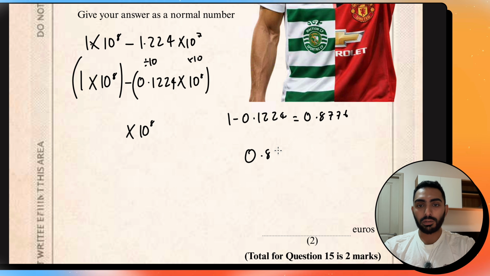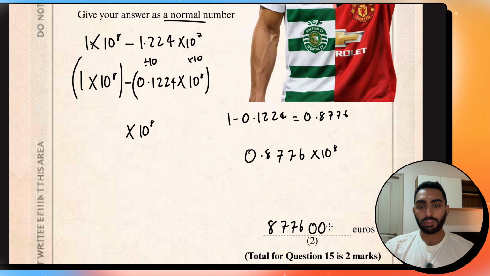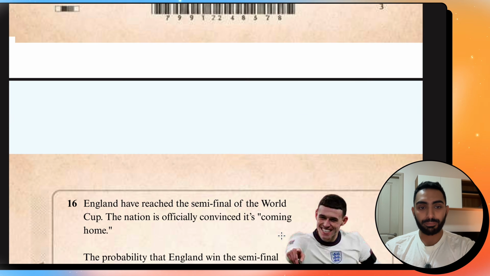Final answer that we've got so far is 0.8776 times 10 to the 8, but we need to change that into a normal number, into euros. We're going to times this by 10 to the 8. If I times it by 10 to the 1, it moves one place, then 2, 3, 4, and I'm going to need 4 more zeros at the end. 8776 with 4 zeros, 1, 2, 3, 4, and a comma could go there, and 1, 2, 3, and a comma could go there. So the difference was about 88 million. So that looks about right.